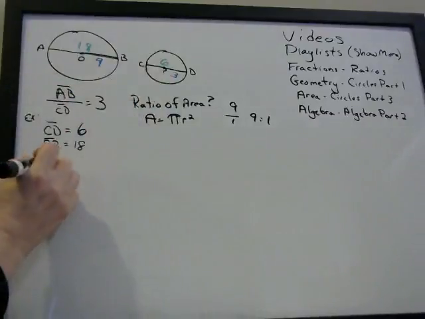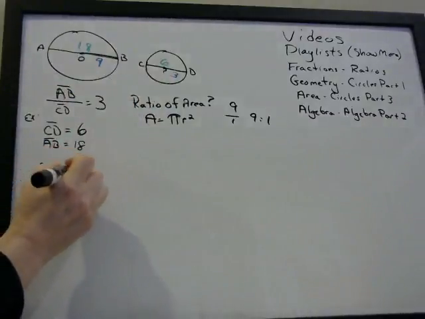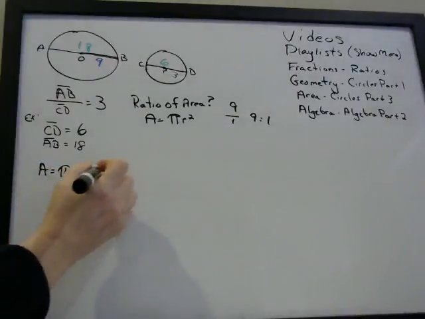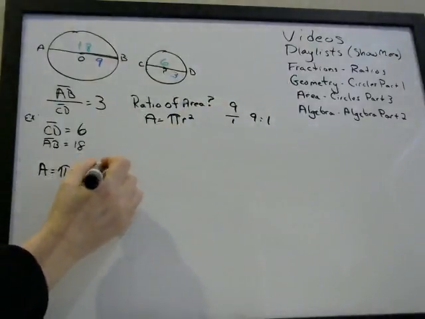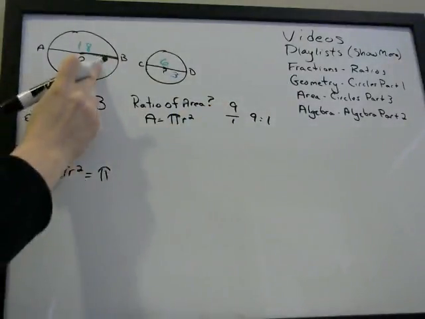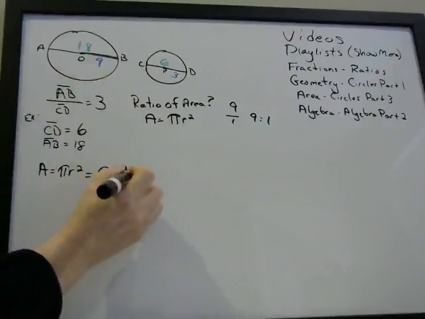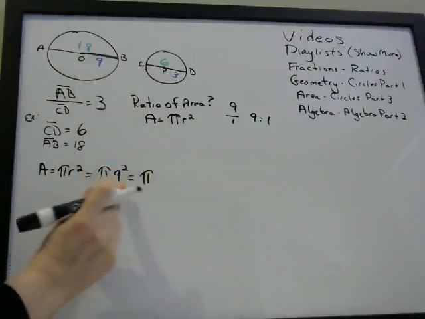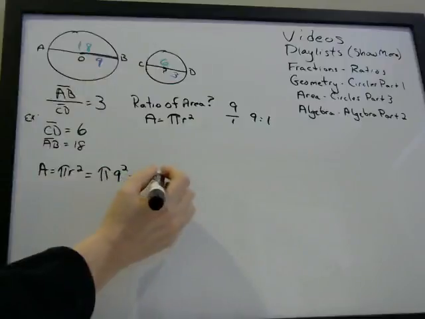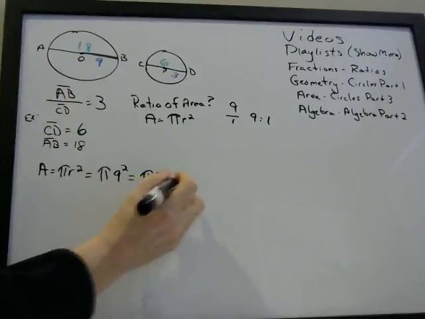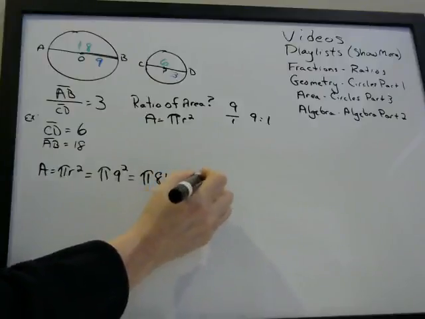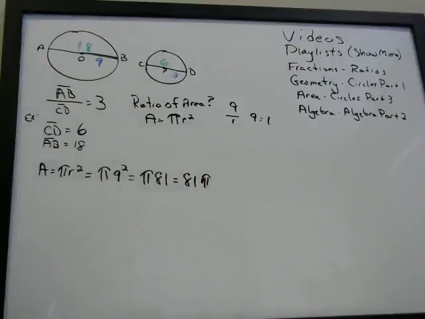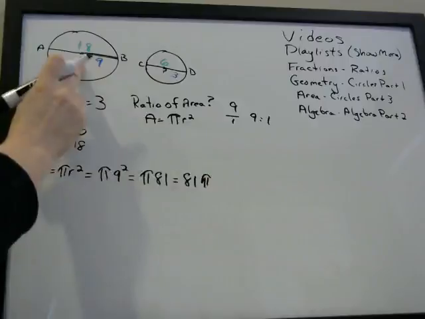So the area of the bigger circle, pi r squared. And if you don't know how to find area of a circle, you need to watch that video. Pi, the radius is 9. 9 squared. 9 squared is 9 times 9, 81. So we normally write the number first when we have pi, so it's 81 pi. That is the area of the larger circle.